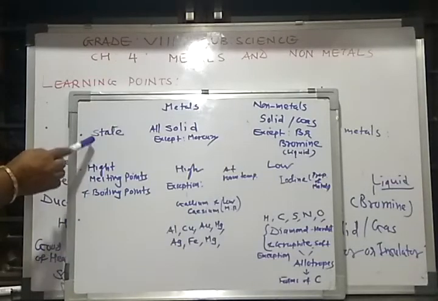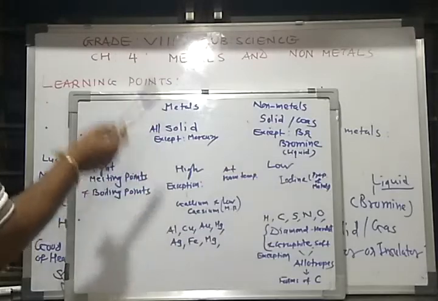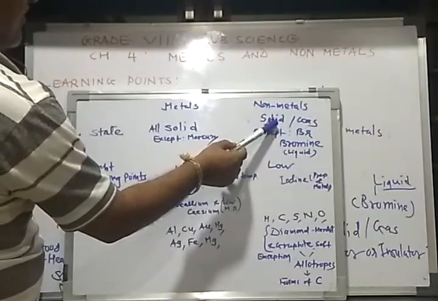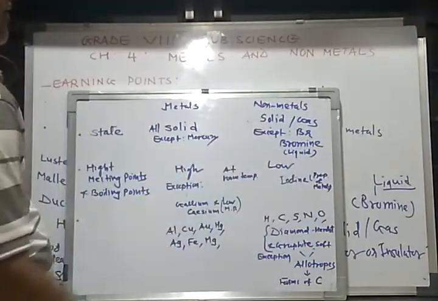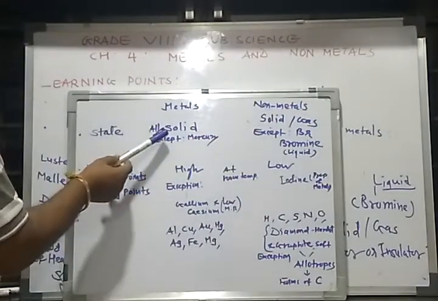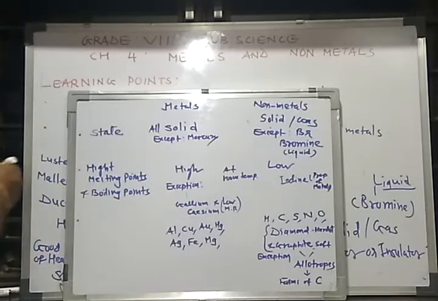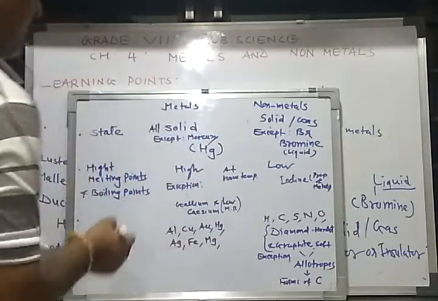We have seen the state property: all metals are solid in nature except mercury. All non-metals are either solid or gaseous, with the exception of bromine, Br. Bromine is the non-metal in liquid state. Mercury is the metal in liquid state, represented by Hg.